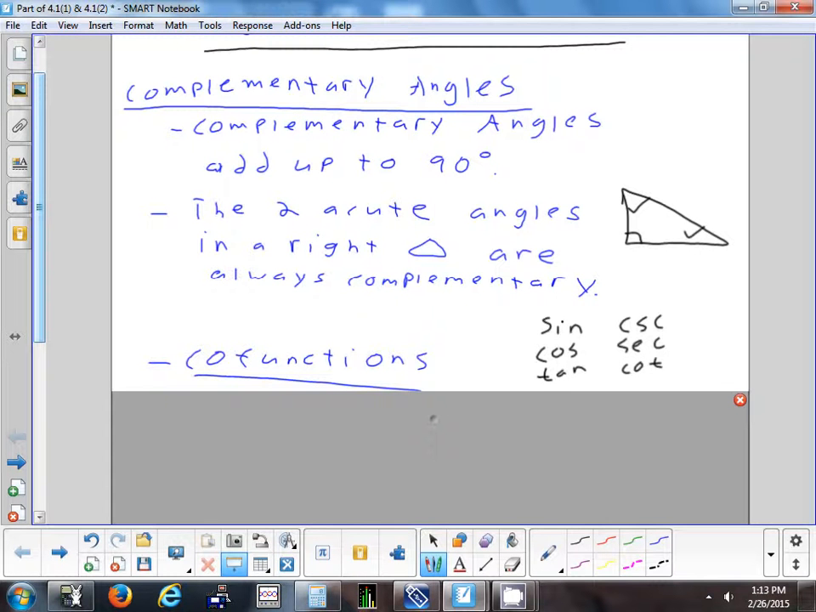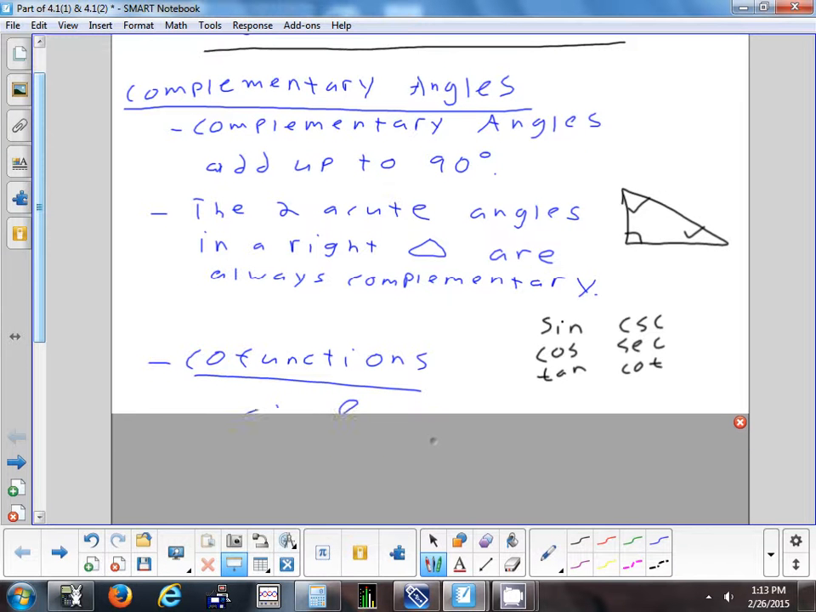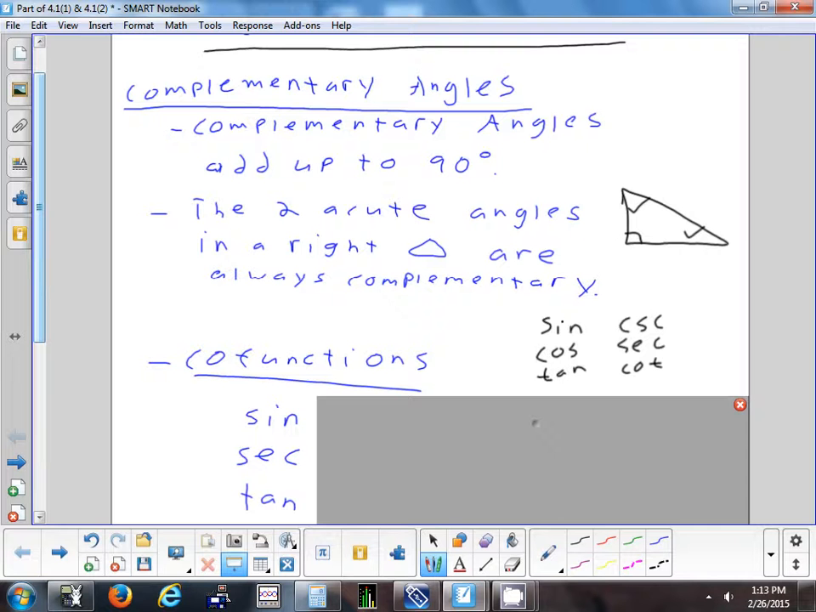What was the connection here? If you have one, how do you get the other? You flip it. Yeah, it's the reciprocal. If you have the one on the left, you flip it to get the one on the right. This pairing is called reciprocal identities. We're going to look at a different pairing, called cofunctions.